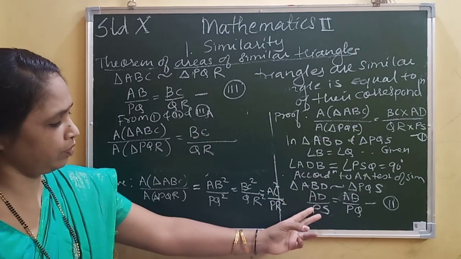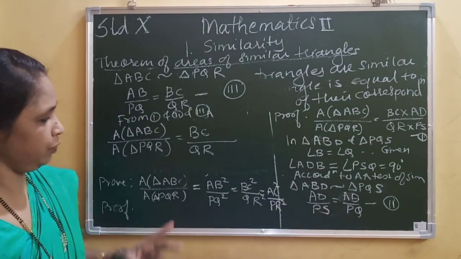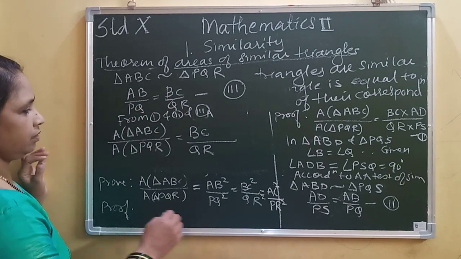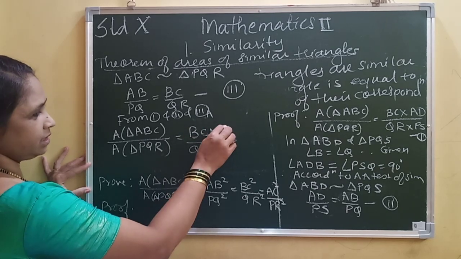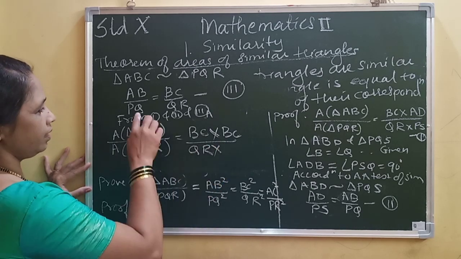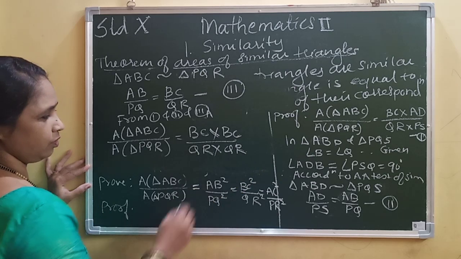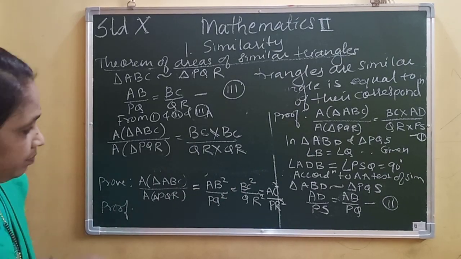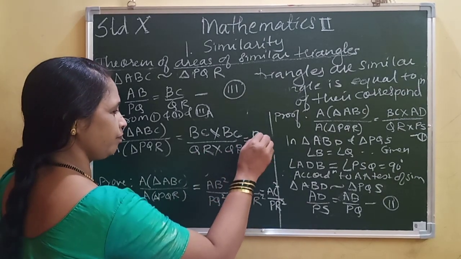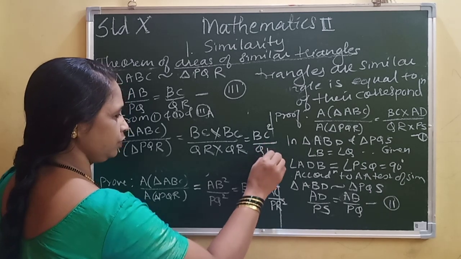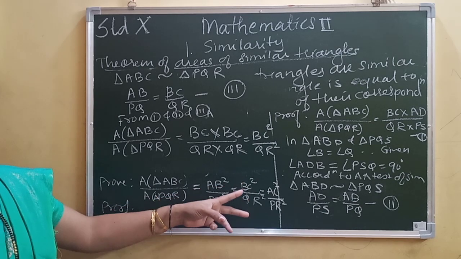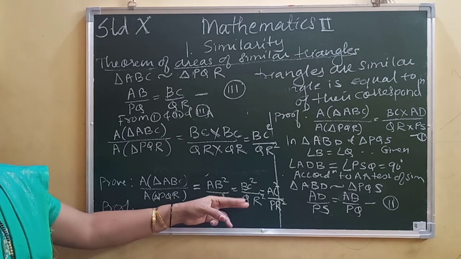We have got AB upon PS, that is AB upon PQ. But AB upon PQ is what? BC upon QR. Okay, so this will take AB is BC and PQ is QR. Like this what we will get? BC into BC and QR into QR, which will be equal to BC square upon QR square. So did we get this? See, BC upon QR. We have got this.